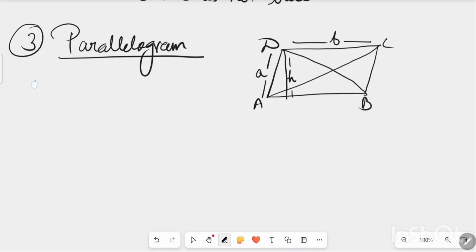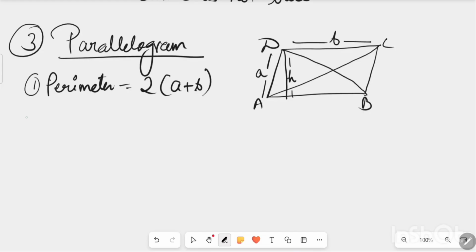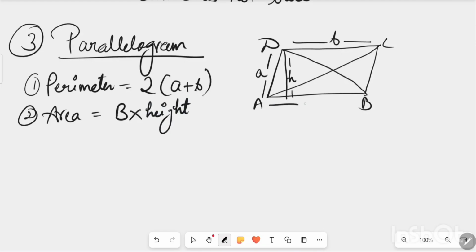So first is perimeter. Perimeter will be 2 into a plus b. Area of a parallelogram will be base into height, which is b into h.